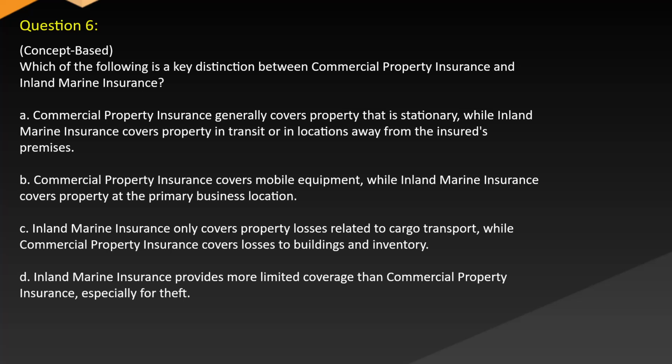Question 6. Concept-based. Which of the following is a key distinction between commercial property insurance and inland marine insurance? A. Commercial property insurance generally covers property that is stationary, while inland marine insurance covers property in transit or in locations away from the insured's premises. B. Commercial property insurance covers mobile equipment, while inland marine insurance covers property at the primary business location. C. Inland marine insurance only covers property losses related to cargo transport, while commercial property insurance covers losses to buildings and inventory. D. Inland marine insurance provides more limited coverage than commercial property insurance, especially for theft.